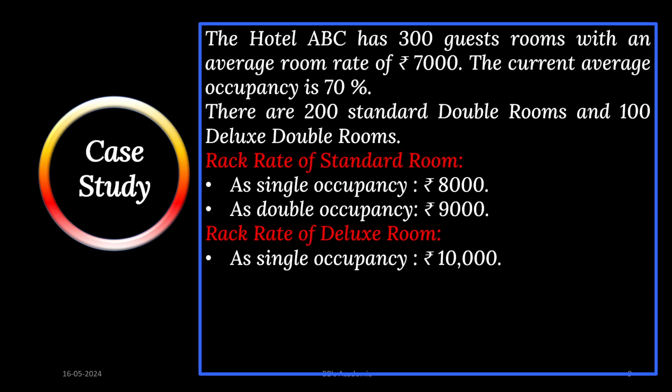As single occupancy, here it is rupees 10,000, and as double occupancy it is rupees 12,000. Fine. So I repeat once again, Hotel ABC has 300 guest rooms with an average room rate of rupees 7,000, that is a rack rate actually. The current average occupancy is 70%.